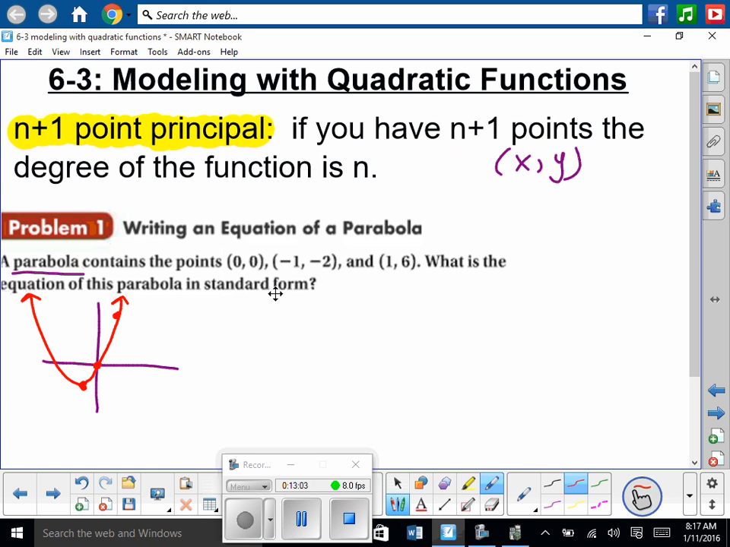So you have the points 0, 0, -1, -2, and 1, 6. First things first, these are x, y points. X, y, x, y. So my x values are 0, -1, and 1. My y values are 0, -2, and 6. Does everybody see how I wrote that? Okay, so pull up your calculator. Follow me through this.